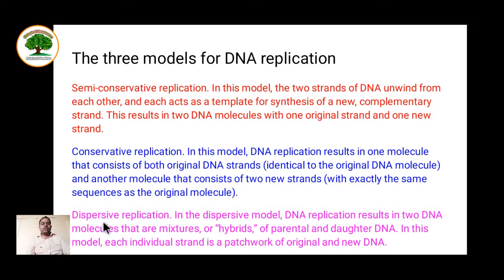And the third one is dispersive replication. In this dispersive model, DNA replication results in two DNA molecules that are a mixture or hybrid of parental and daughter DNA. In this model, each individual strand is a patchwork of original and new DNA. So the replication is dispersive here.